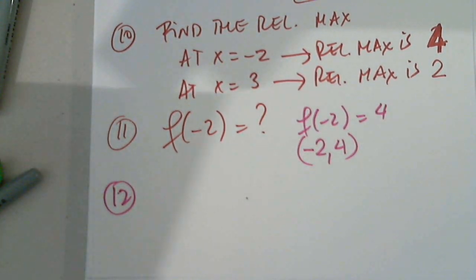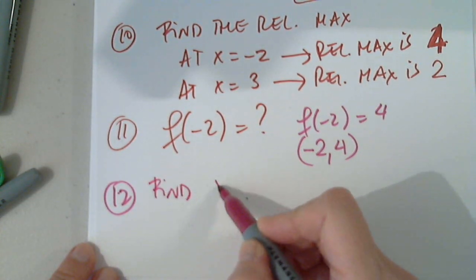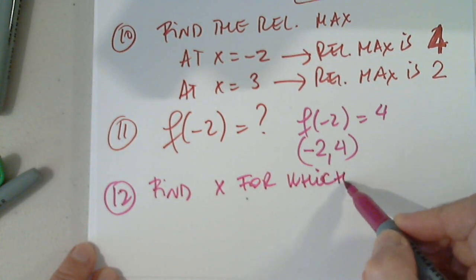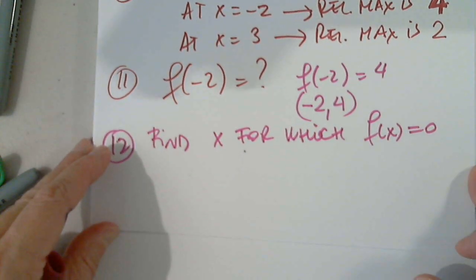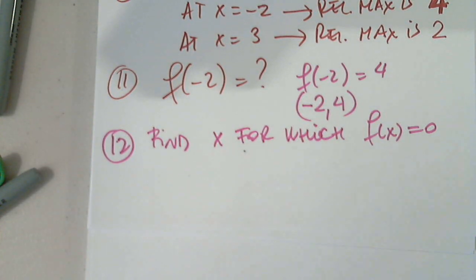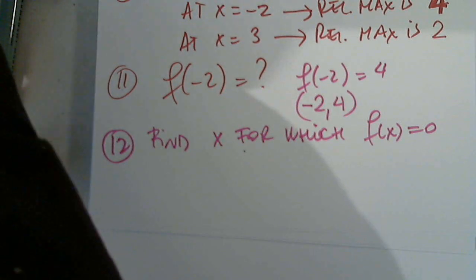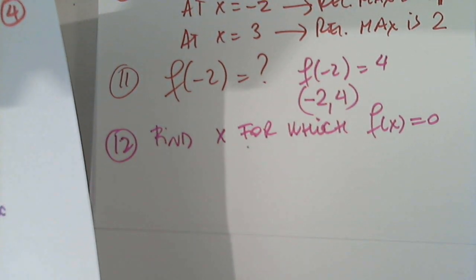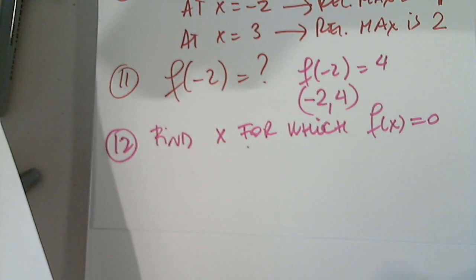Number 12. The values of x for which f of x is 0. Find x for which f of x is 0. What is given now in the question? And what am I asked to find now? You need to find the x value.